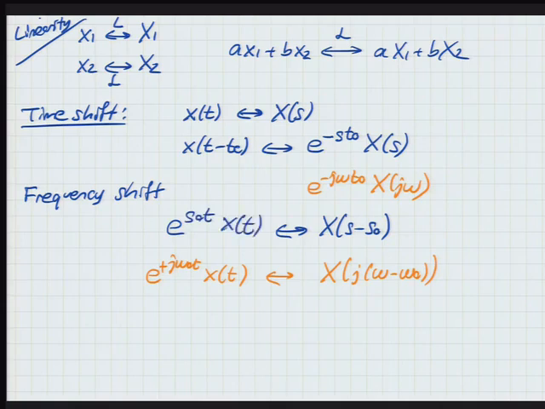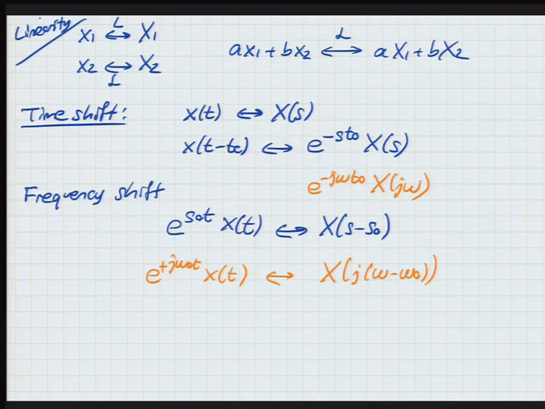So that's kind of cool, right? If you know the Laplace transform of any signal, that signal multiplied by any exponential signal, you don't need to do the Laplace transform again. Just shift s by the exponent. It's kind of useful.